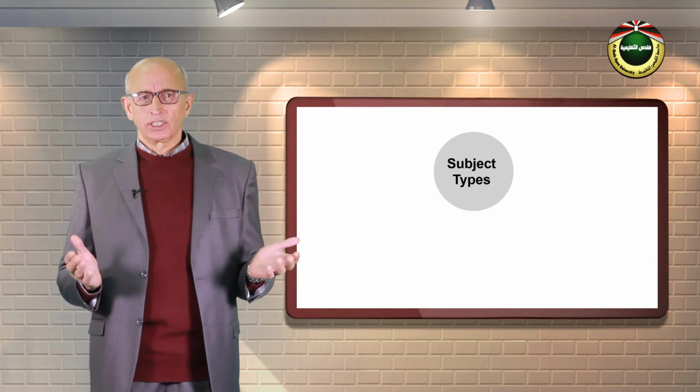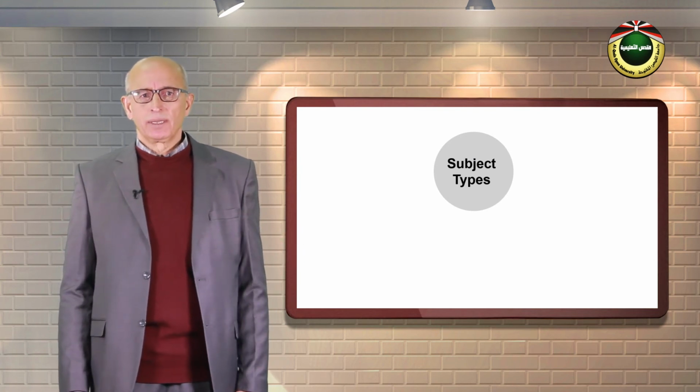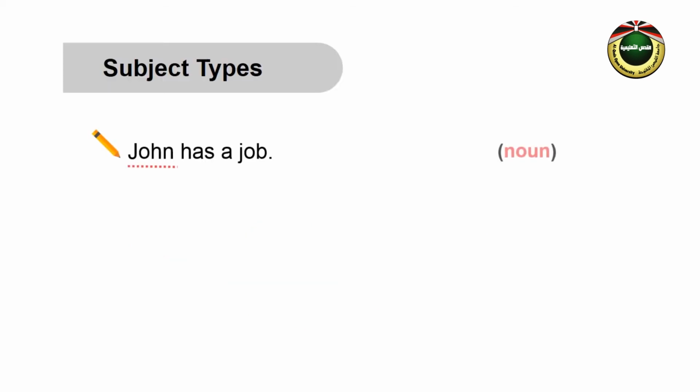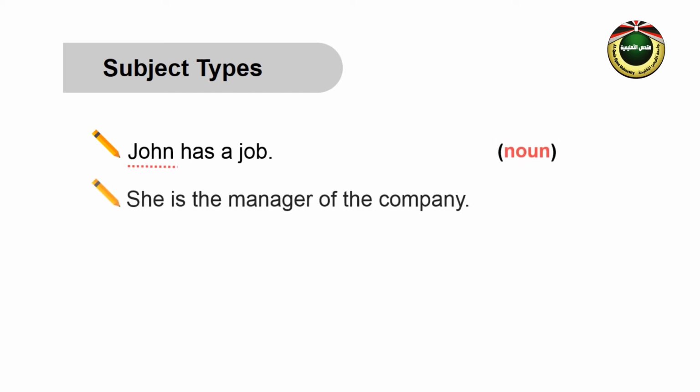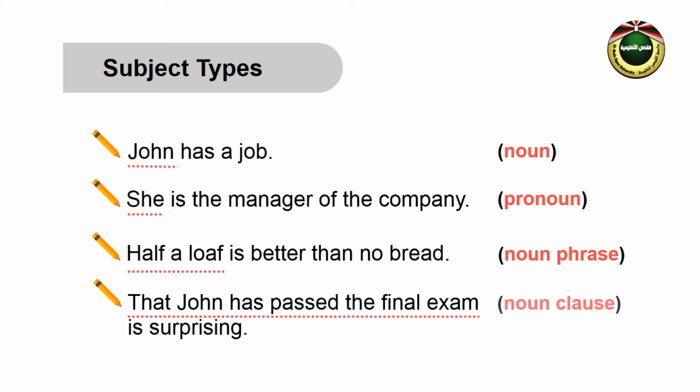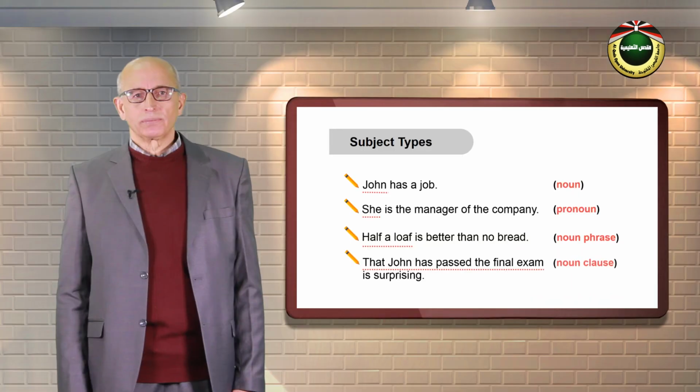Most sentences in English must have an expressed subject. The subject of a sentence can be A, a noun, B, a pronoun, C, a noun phrase, D, a noun clause. Examples. Number 1, Joan has a job. The subject is a noun. Number 2, she is the manager of the company. The subject is a pronoun. Number 3, half a loaf is better than no bread. The subject is a noun phrase. Number 4, that Joan has passed the final exam is surprising. The subject is a noun clause.